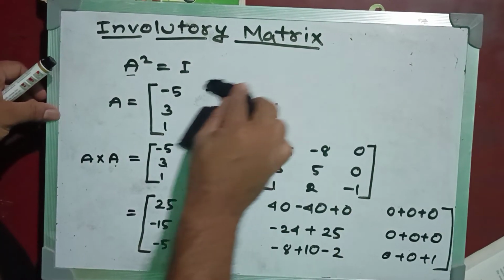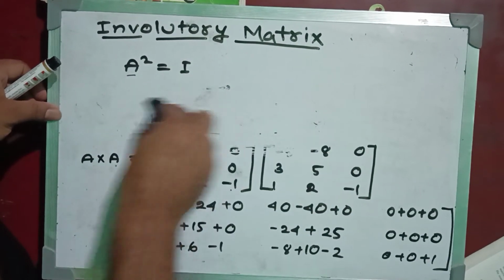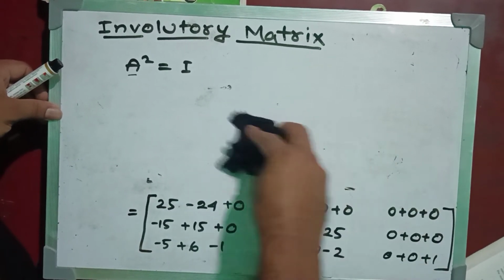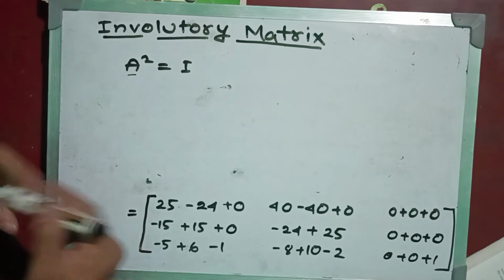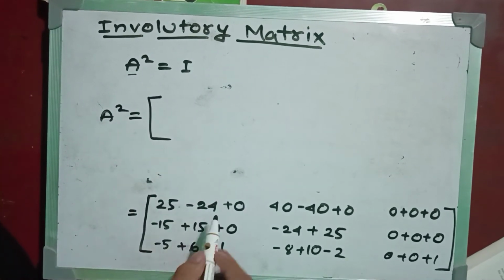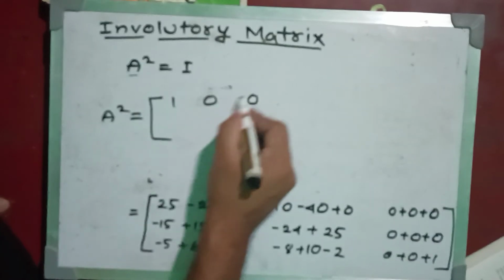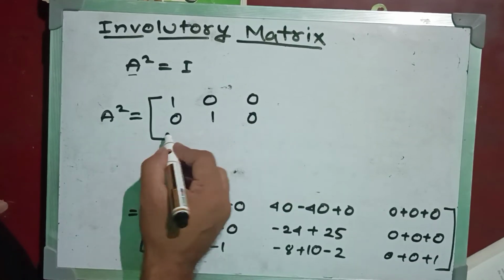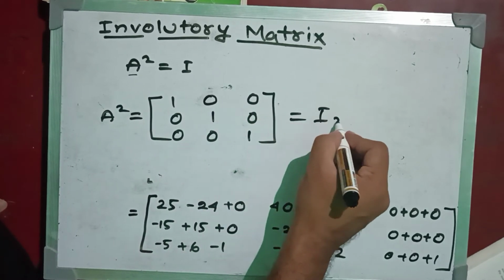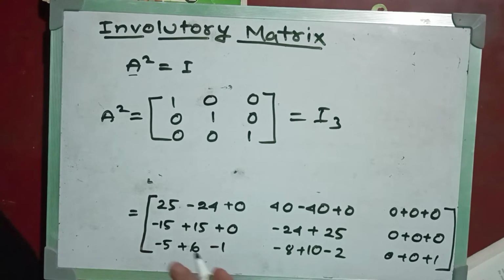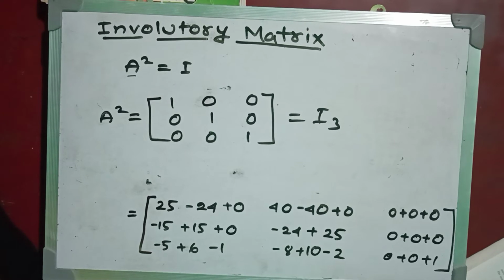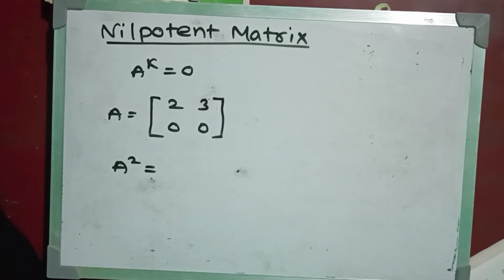Now I am erasing this part. So we have got A square equal to [1 0 0; 0 1 0; 0 0 1]. It's I3, as you know, the identity matrix of order 3, so we can call the matrix A an involutory matrix here. Now we will be seeing the nilpotent matrix.